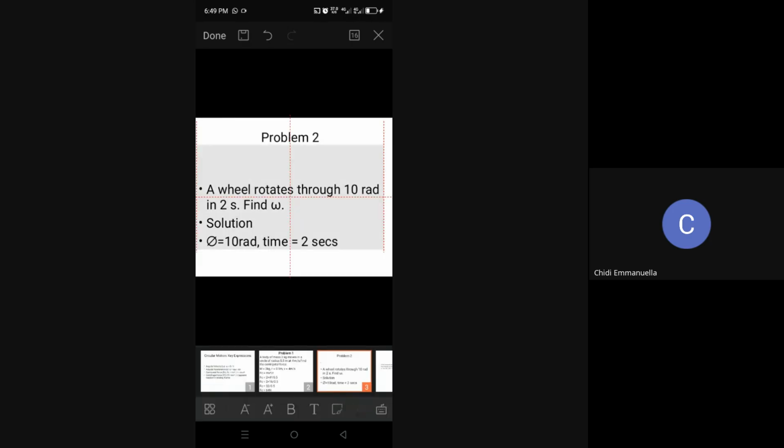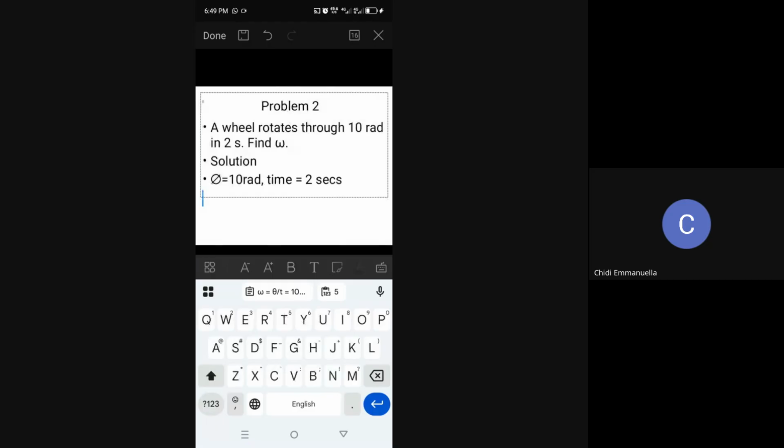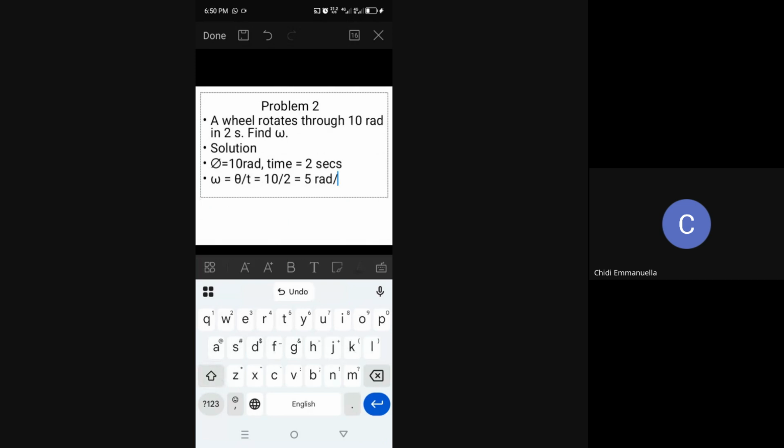The formula for angular velocity in this case is theta over time. That is radians over time taken. You have 10 radians, time 2 seconds. 10 over 2 will give you 5 radians per second. Very simple. You have just solved the question. This is how you calculate. Don't forget, this symbol represents angular velocity.